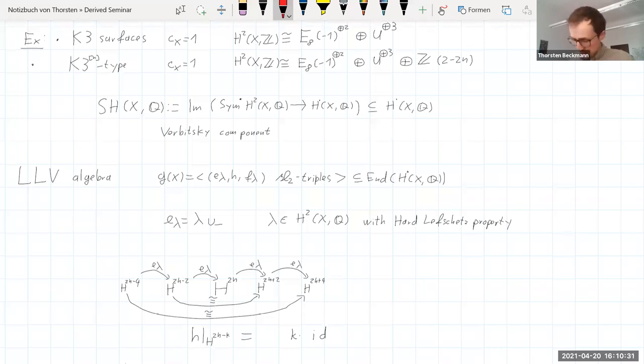Hard Lefschetz property means the following. I said I have fixed the dimension to be 2n, so the complex dimension is 2n and the real dimension 4n. So the cohomology has a symmetry around the 2nth degree. And so we want that if we take these operators e_lambda from degree 2n minus k to 2n plus k, these morphisms are isomorphisms. So this is the hard Lefschetz property, and h here is the grading operator: on the cohomology of degree 2n minus k it shall act by minus k times the identity.